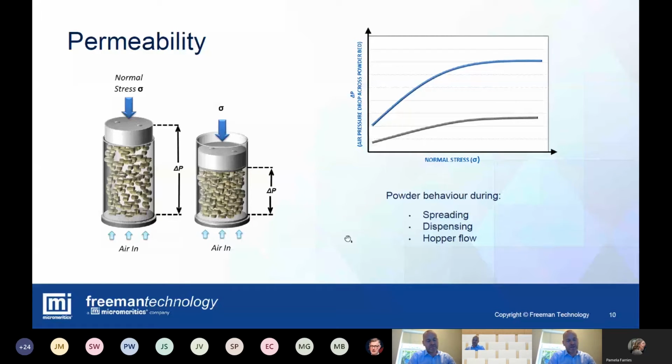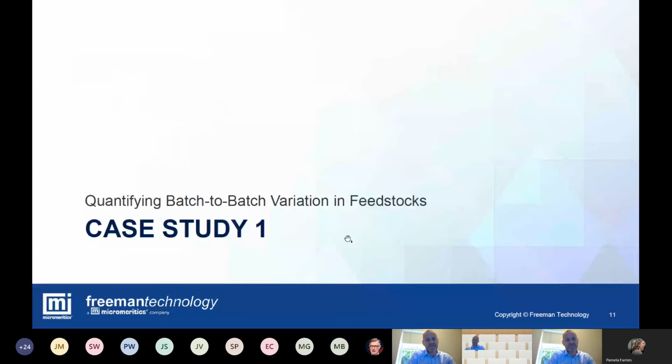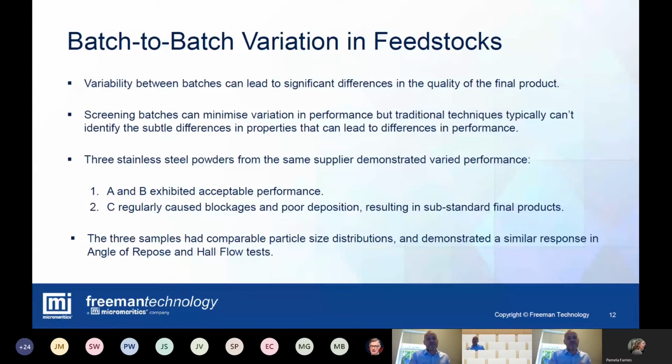If you could move on, Pamela, and then you can skip the next slide completely actually. So this first case study is a very simple one, but looking at batch-to-batch variation in feedstocks. This is from a user, as you can see, they're working with stainless steel powders. And what they had was 3 materials from the same supplier, all intended for the same application. But what they found was that materials A and B were okay, acceptable performance in their process, but powder C regularly caused blockages and poor deposition.